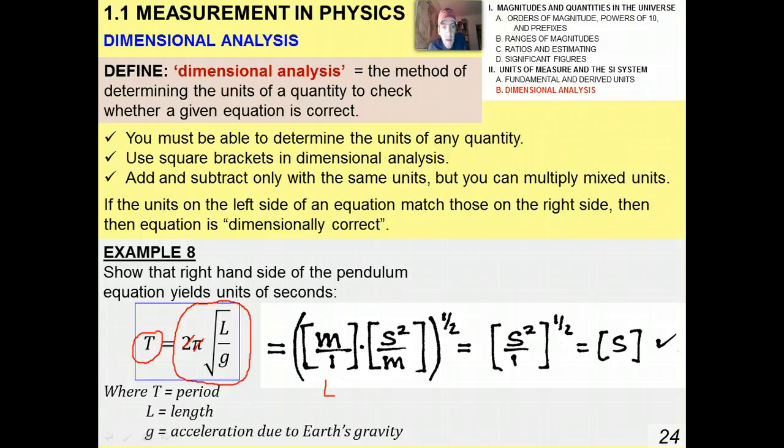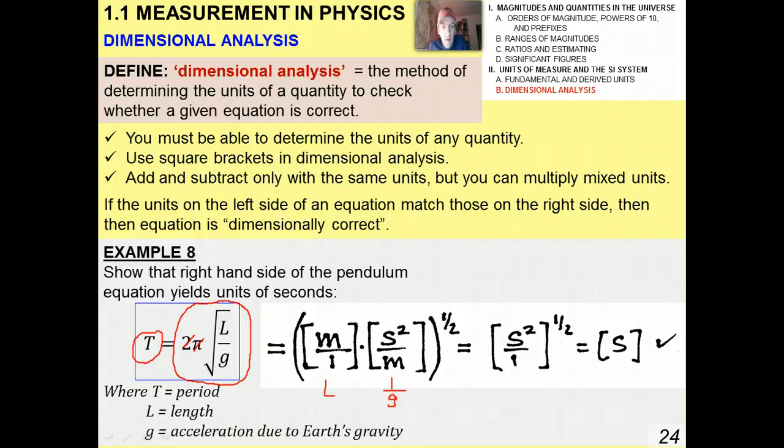Multiplied by 1 over g, okay? Well, since g is an acceleration, it's in meters per second squared, but since it's 1 over, it's actually the reciprocal, which would be seconds squared over meters, okay? So I'm going to put this 1 over g right here. All right, so that's L divided by g. The whole thing we're taking the square root of, so I have it to the 1/2 power.